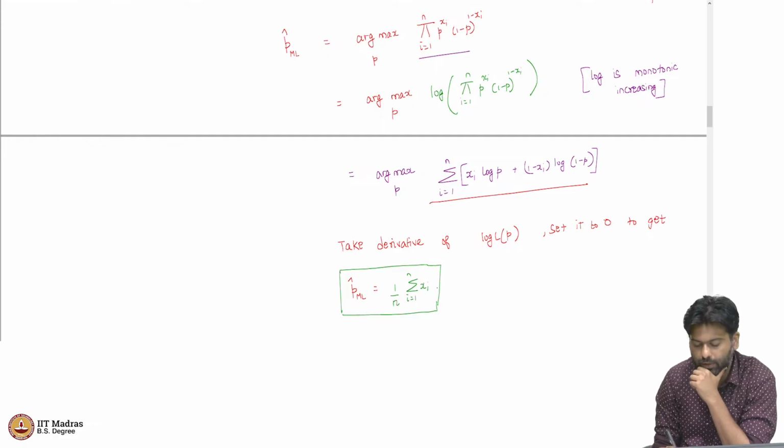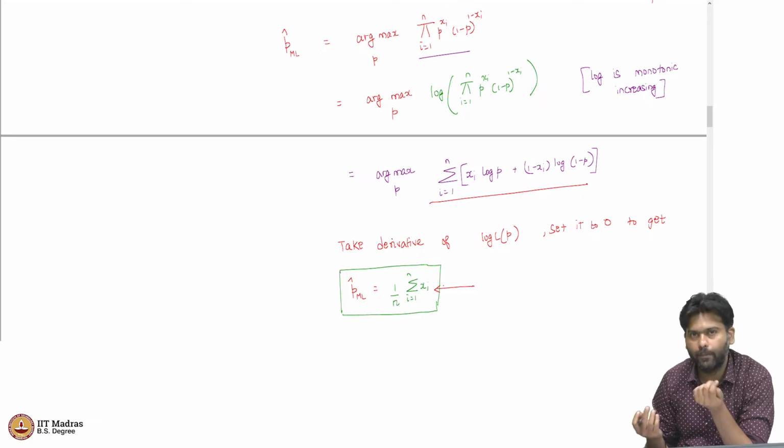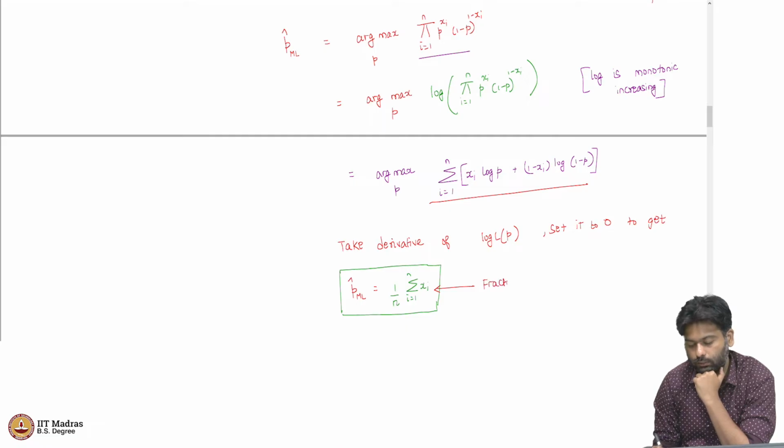This looks like the average, but it also has a simple interpretation, because my xi is just 0 or 1, heads or tails. Out of the sum, what contributes to the sum is just the ones, not the zeros. So basically the sum counts the number of ones in my data, so this is simply the fraction of ones.